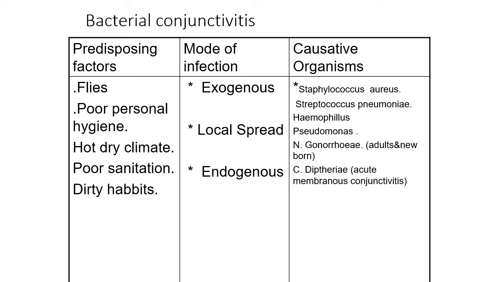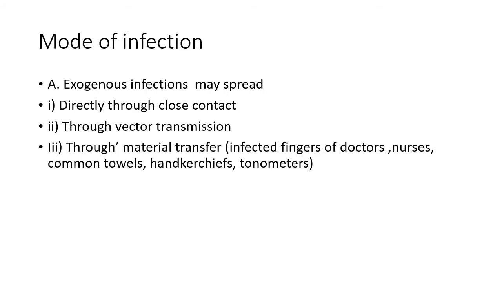The exogenous infections may spread directly through contact, through vector transmission, through material transmission, that is called fomites. So infected fingers of doctors, nurses, common towels, handkerchiefs, tonometers, they all cause exogenous spread of an infection.